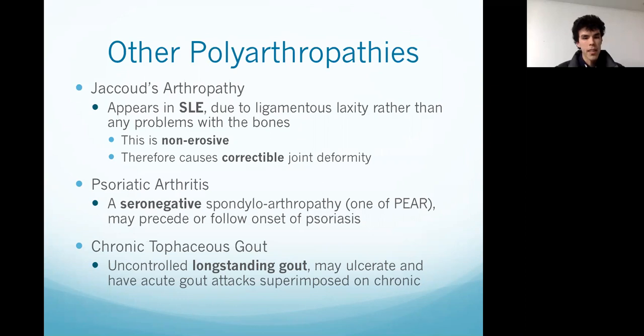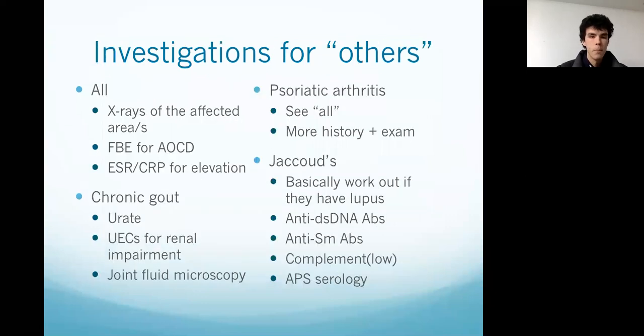For psoriatic arthritis, you can get that before or after someone gets skin psoriasis, and it's a seronegative spondyloarthropathy, which basically just means it doesn't really have the antibodies that we would expect in something like rheumatoid. And chronic tophaceous gout is something that results from uncontrolled and long-standing gout. That's pretty nasty. So you can get quite a lot of tophi around, hence the name, tophaceous. They can be quite ulcerated, quite painful, and they can keep having acute attacks as well, even while they have this.